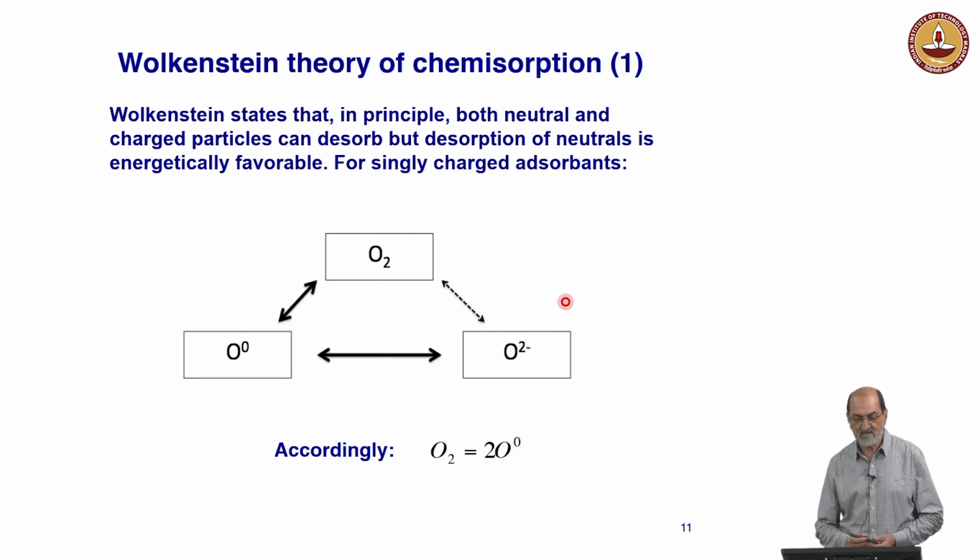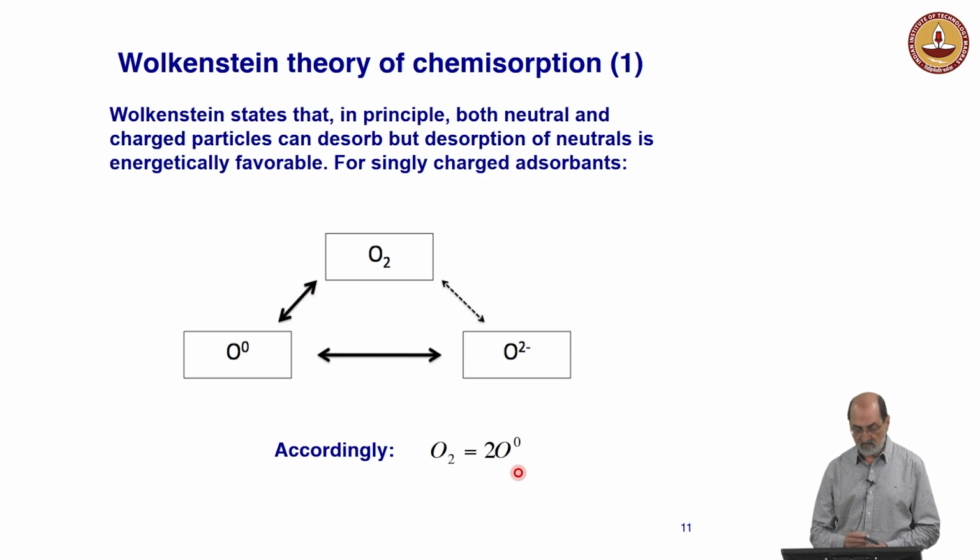So Folkestone states that in principle, neutral and charged particles can dissolve, but the dissolving of neutral oxygen is energetically favorable to the point that the dissolving of ionized oxygen is negligible. So according to Folkestone, the equilibrium is established between the oxygen in the atmosphere and the adsorbed, neutral oxygen on the surface. Then, depending on where the Fermi level is, some of this adsorbed oxygen on the surface is going to ionize, and there's going to be another equilibrium here. Accordingly, the right equation to write, if we only have oxygen, is that oxygen in the atmosphere is in equilibrium with this.